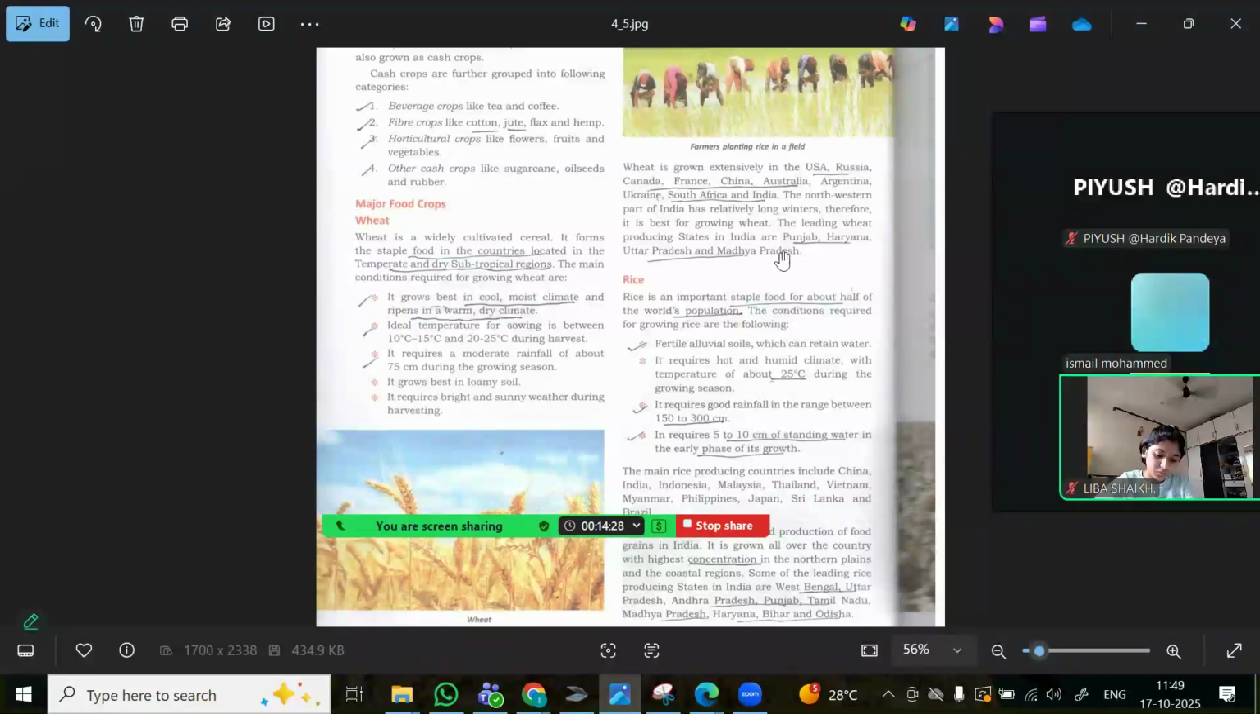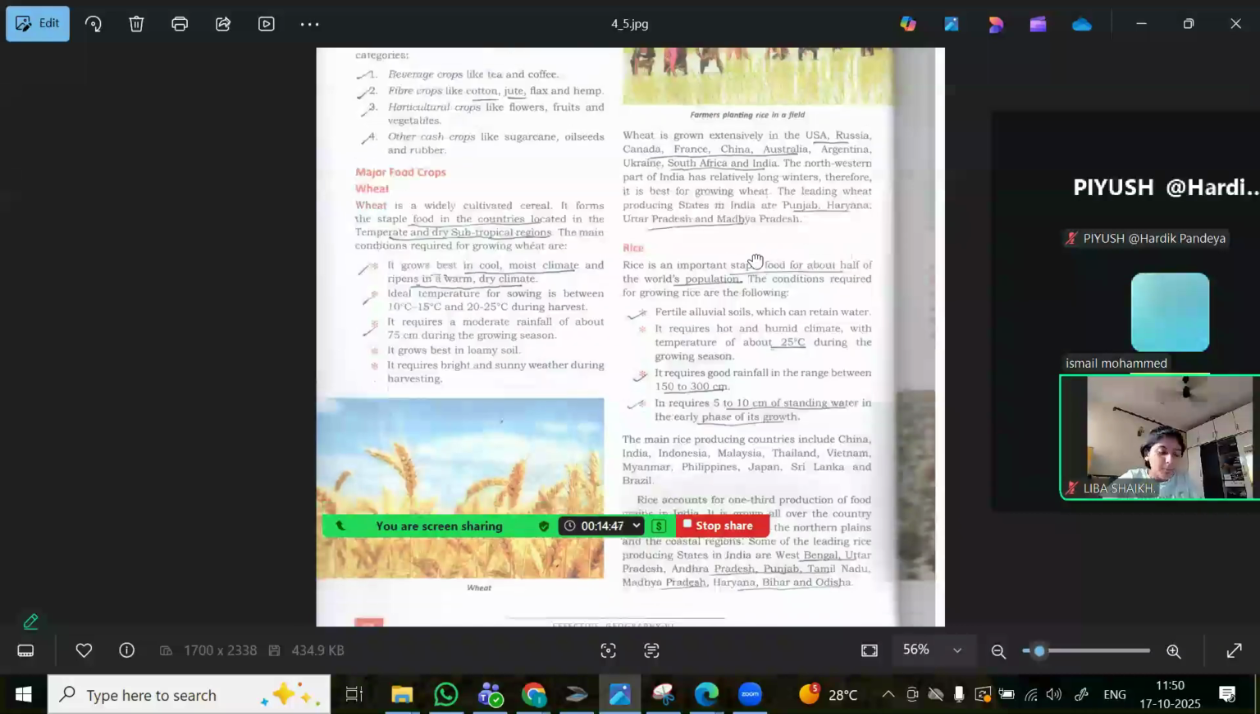Okay. And in India, it's basically grown in Punjab, Haryana, Uttar Pradesh, and Madhya Pradesh. What are the four states which grow wheat majorly? Punjab and Haryana in the north, and then Uttar Pradesh is also in the north, and then Madhya Pradesh in the middle of India. That is about the food crop.